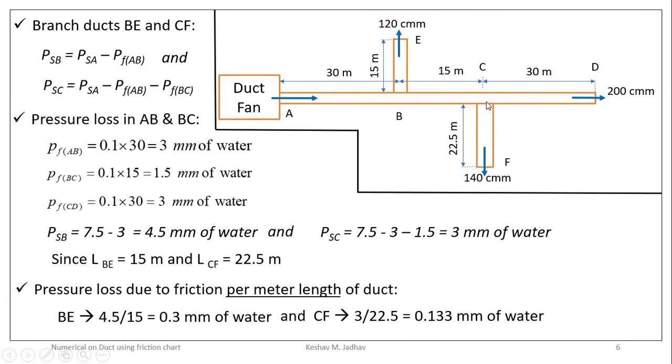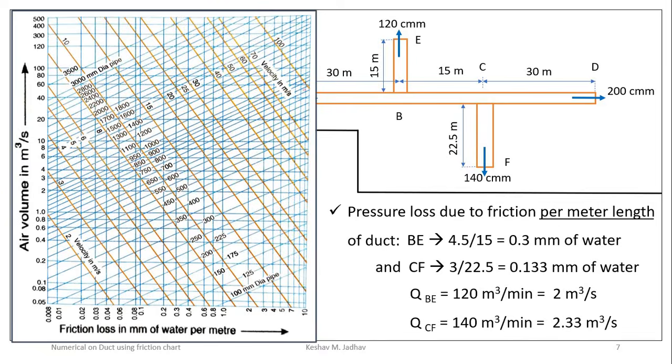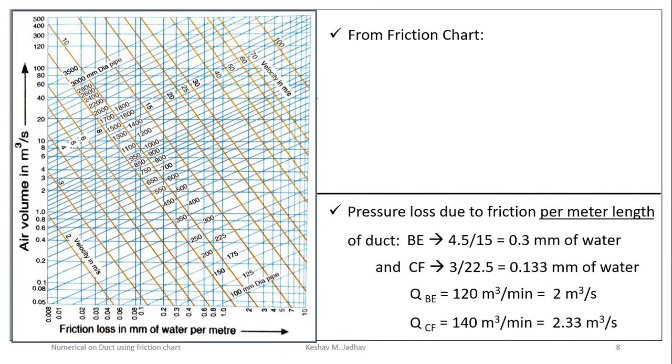Similarly, we can calculate for branch CF. So total pressure loss in branch CF is equal to 3 mm of water. Therefore, pressure loss due to friction per meter length of duct is equal to total pressure loss divided by length of that duct, which is equal to 0.133 mm of water. Now we have two parameter values for both the branches. Therefore, we can use the friction chart now.